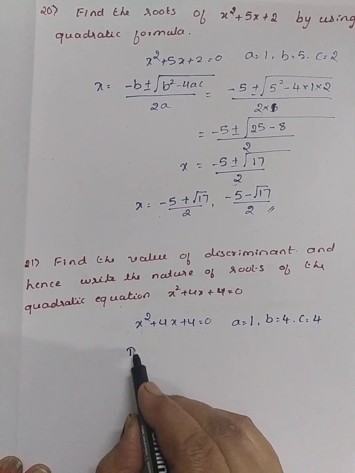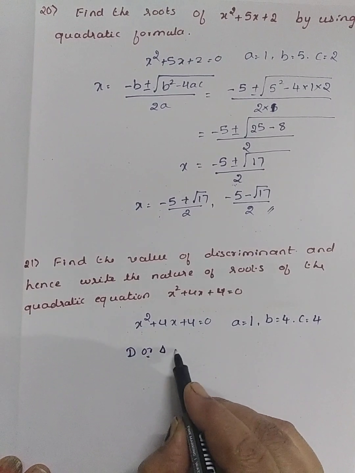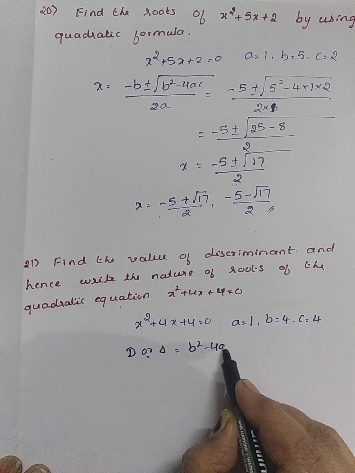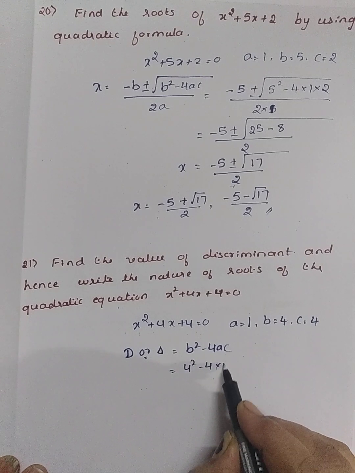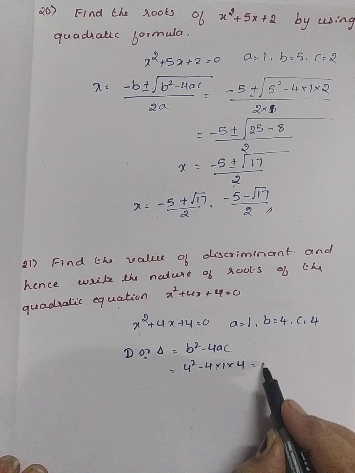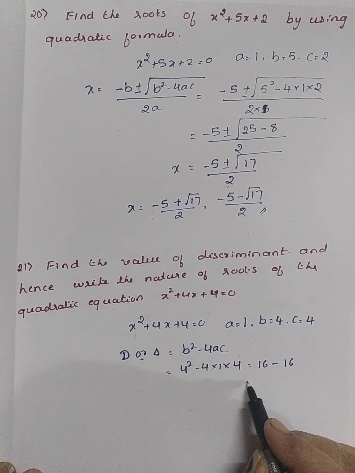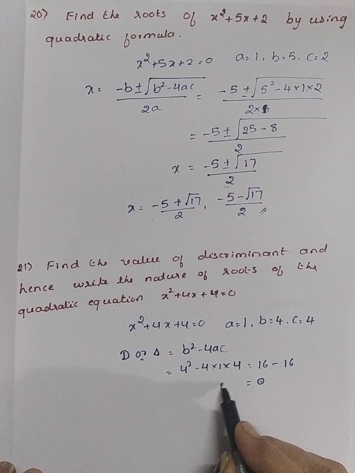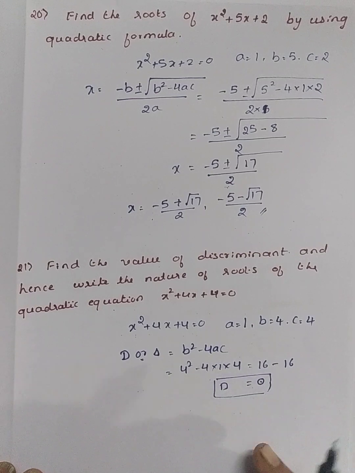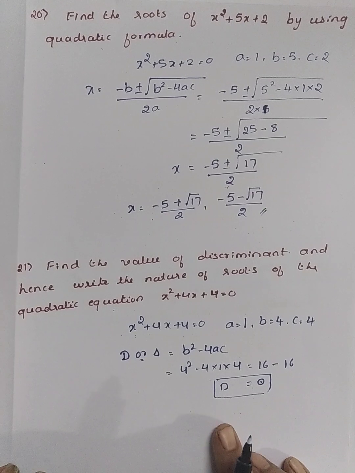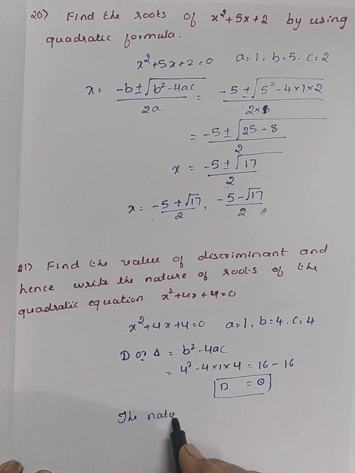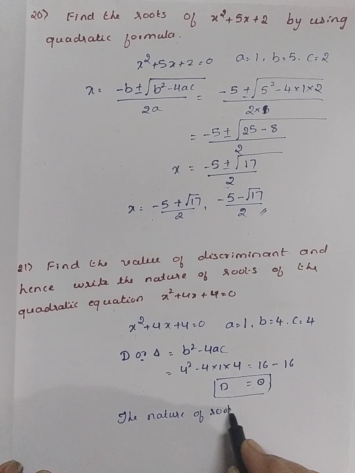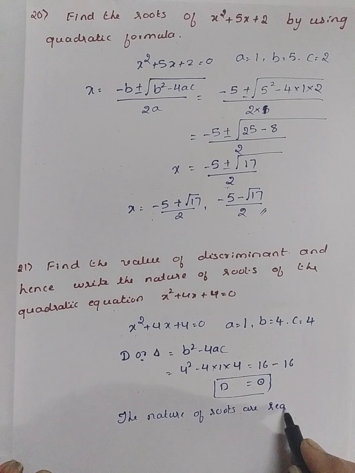So discriminant, you may write D or delta, that is B square minus 4 AC. B is 4 square minus 4 into A is 1 into C is 4, that is 16 minus 4 4s are 16, 16 minus 16 is 0. So what you get? Discriminant is 0. When the discriminant is 0, what is the nature of the roots? The nature of the roots are real and equal. You have to write the nature of roots are real and equal.